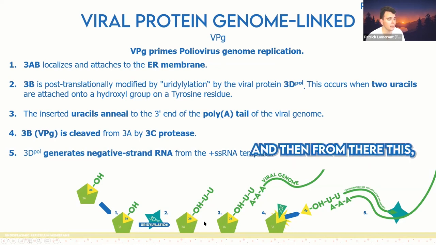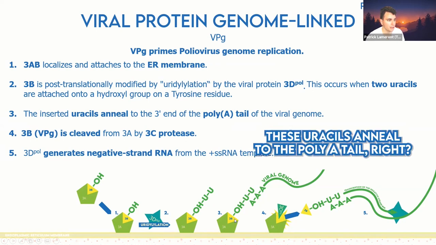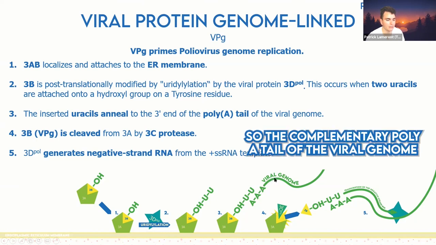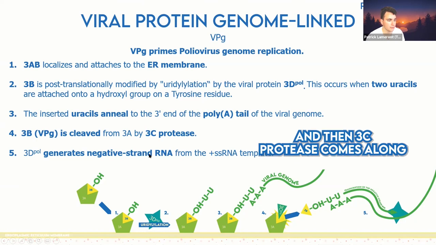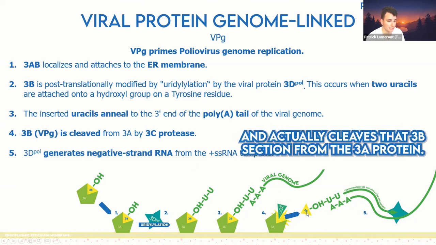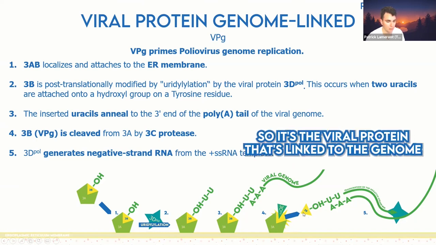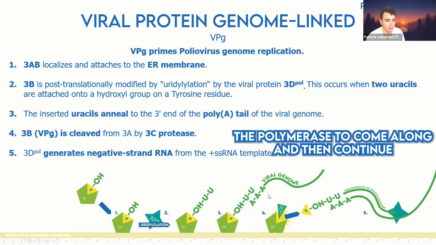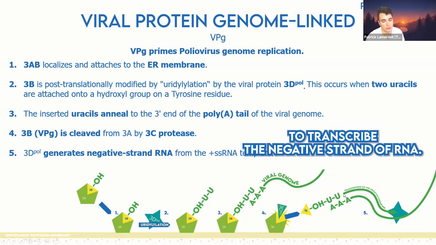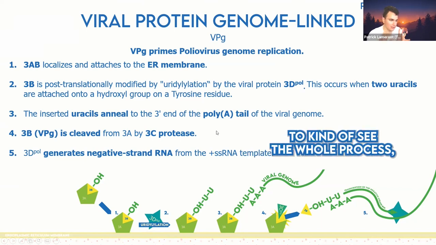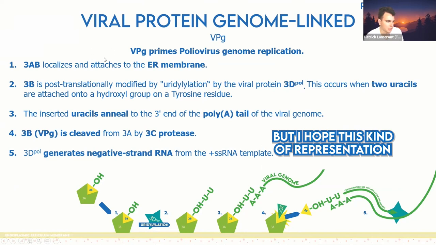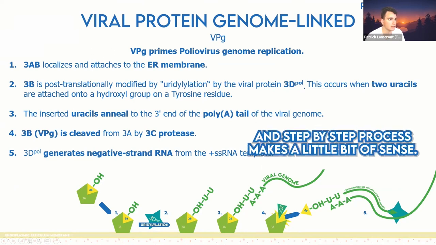And then from there, these uracils anneal to the poly A tail, right? So the complementary poly A tail of the viral genome. And then 3C protease comes along and cleaves that 3B section from the 3A protein, and that's how we get that VPg. So it's a viral protein that's linked to the genome, and that allows the polymerase to come along and continue to transcribe the negative sense strand of RNA. This one's a little bit tricky to see the whole process, but I hope this representation and step-by-step process makes a little bit of sense.